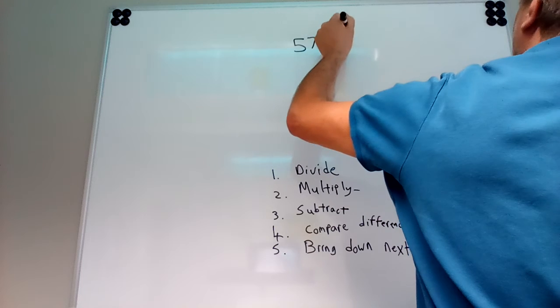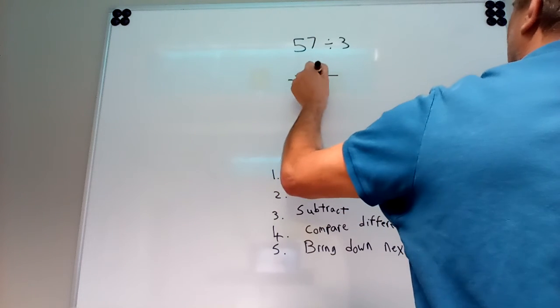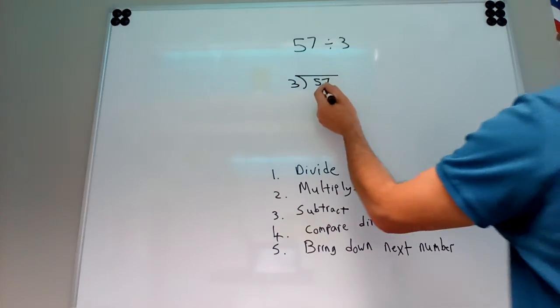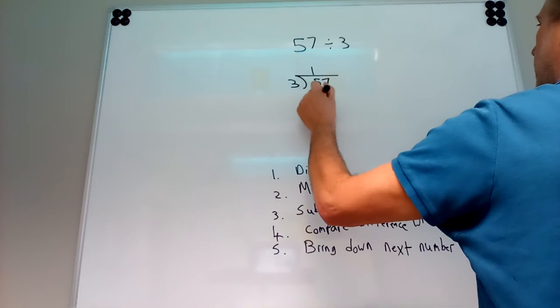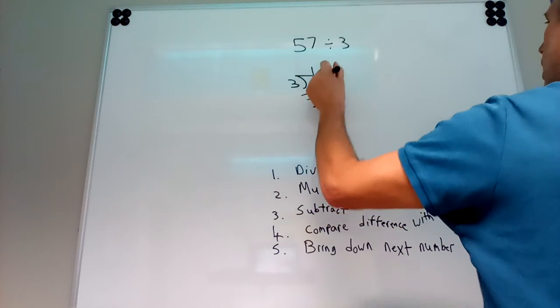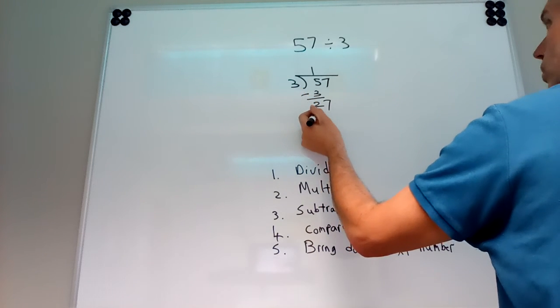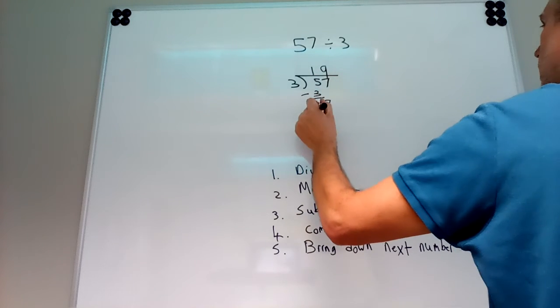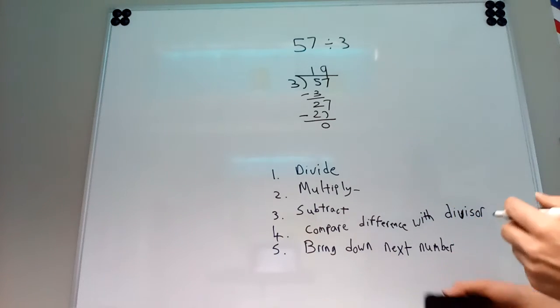57 divided by 3. So I'm going to put my 3 out here, my 57 in the box, and let's start this process. 3 will go into 5 one time. 1 times 3 is 3. I'm going to subtract, and that's 2. I'm going to bring down my 7. So 3 will go into 27 9 times. 9 times 3 is 27. I subtract, I've got 0.